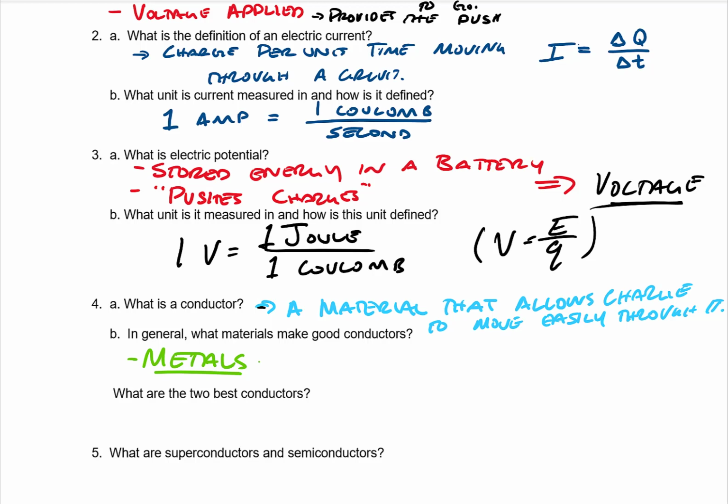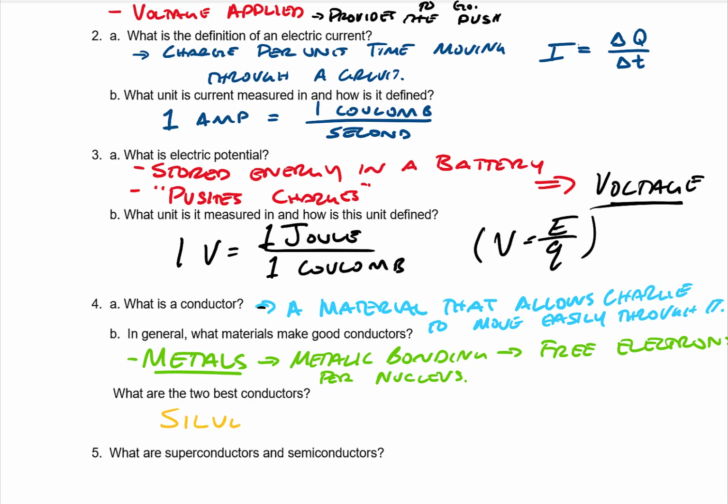And the reason they make good conductors is metallic bonding. We have free electrons per nucleus. Those free electrons make up the sea of electrons that gives us charges that can easily move. If we bump one charge, it bumps another charge. It's great. What are the 2 best? Right now, our 2 best conductors are silver and gold.